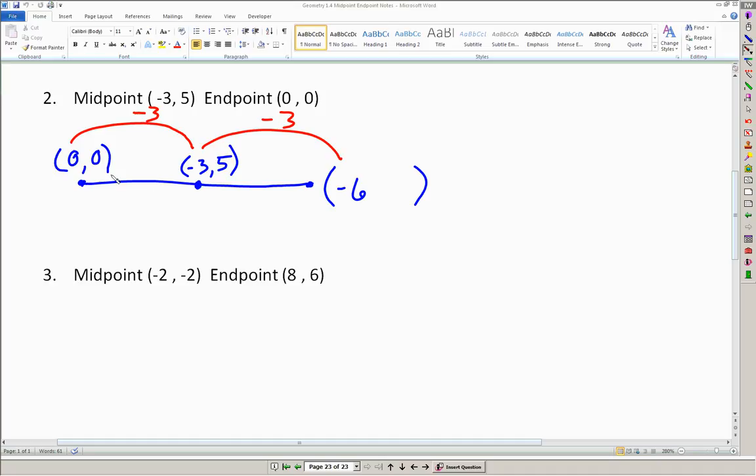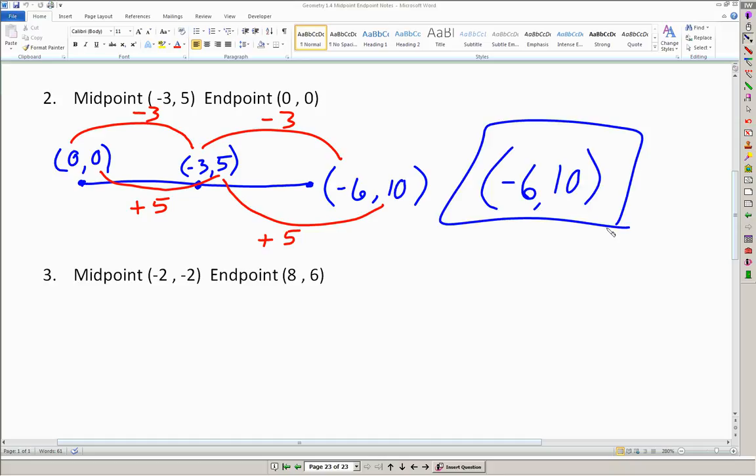Do the same for y. From 0 to 5, we are adding 5. Add 5 more, and you get 10. And that's your answer: -6, 10. And if you want to check that, check this endpoint, -6, 10, with the given endpoint, 0, 0. Do the midpoint formula there, and you will get negative 3 comma 5.